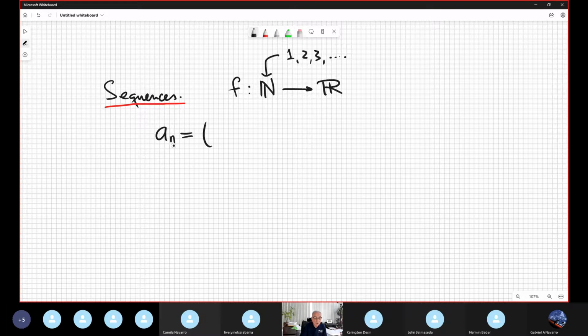Suppose a sub n is (2/3) raised to the n power. Then you need to find the first terms of this: a sub 1, a sub 2, a sub 3, a sub 4, and a sub 5.